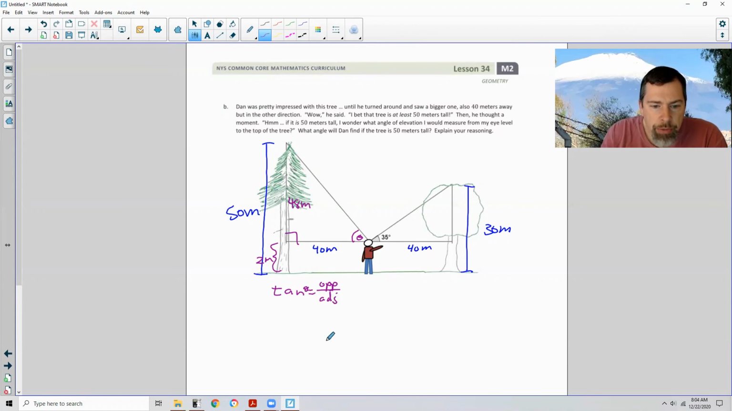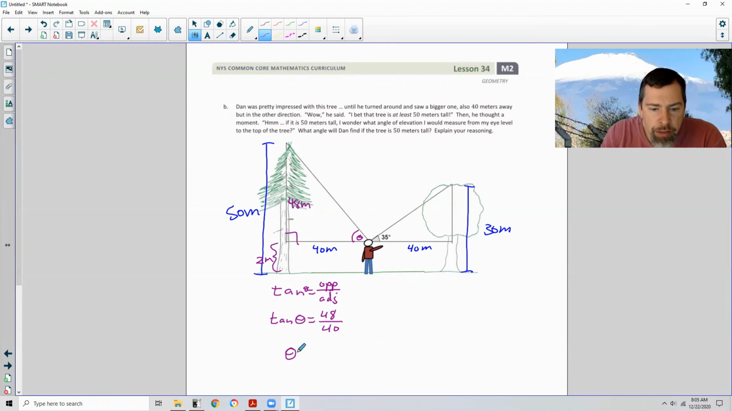Tan theta, by the way. So now I'm going to say the tangent of theta, because I don't know the angle measure here. That's why it's nice to write the formula. Our unknown is theta. Opposite is 48. Adjacent is 40. So to find theta, I move tangent over to the other side.